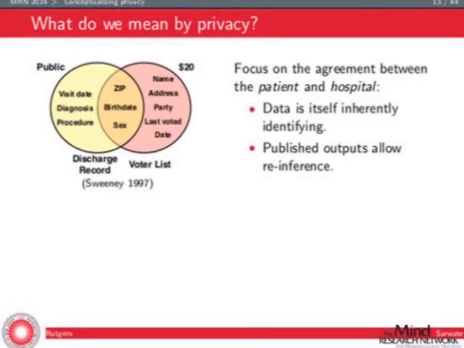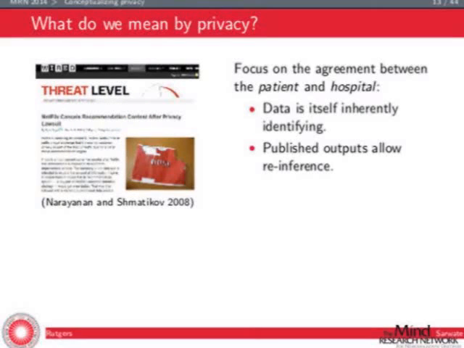That is, anytime I take private data and do some computation and publish something about it, somebody could try to use that output to reinfer something about the individual data points. That's what you do in statistics anyway. One example of this is the Netflix competition, which is another linkage attack.